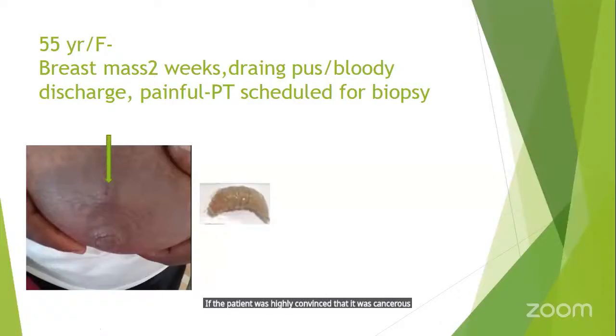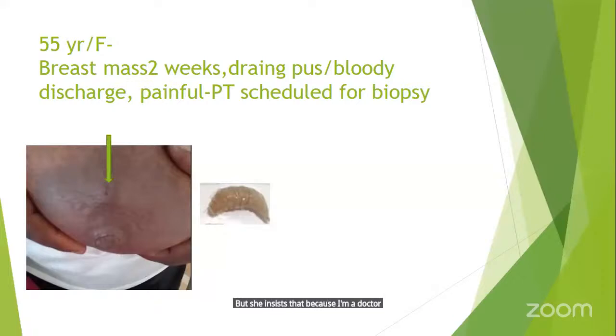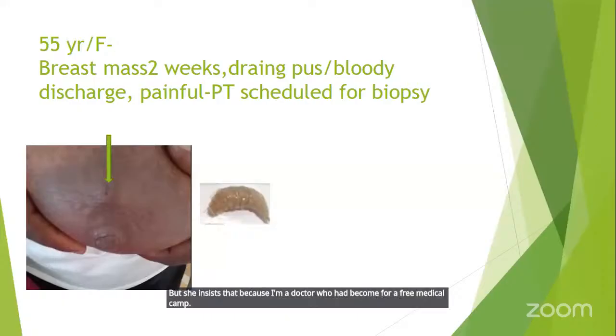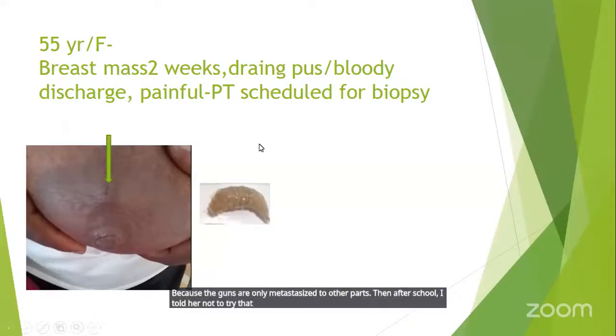So she told me, kindly help me find my stage. Which stage is this one? Before I die, I should be knowing what I'm dying of. Then I told her, this is not cancer until I prove it. But she insisted because some doctors who had come for a free medical camp had requested that she go and cut off the whole breast because the cancer would metastasize to other parts. Then after she called me, I told her not to try that until I prove it.